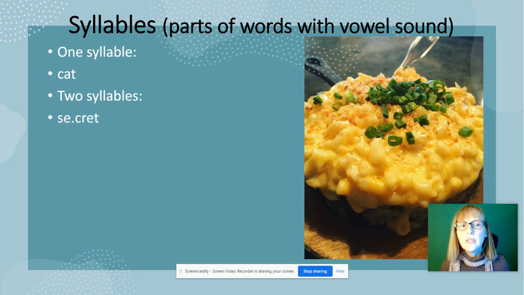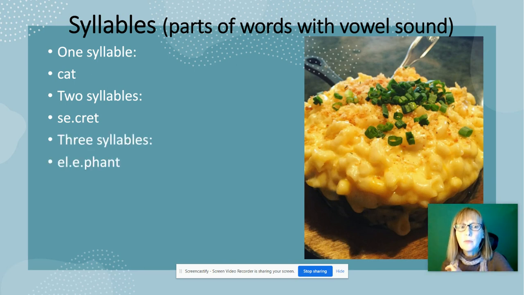2-syllable word, secret. I hear the long E sound in the first one. Correct. I hear the short E sound in the second one. So I hear two syllable sounds separate from each other. That means there's two vowel sounds. That means there are two syllables.